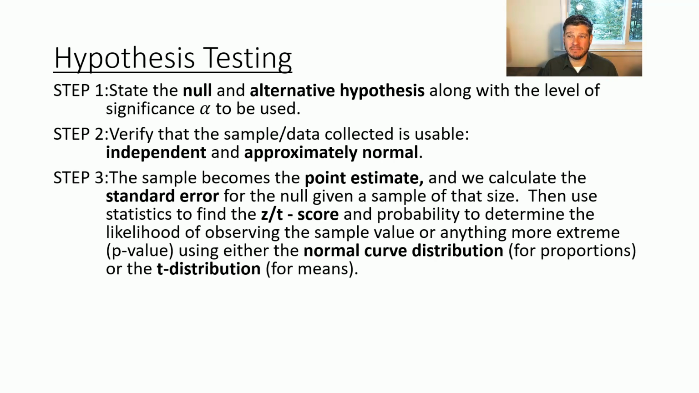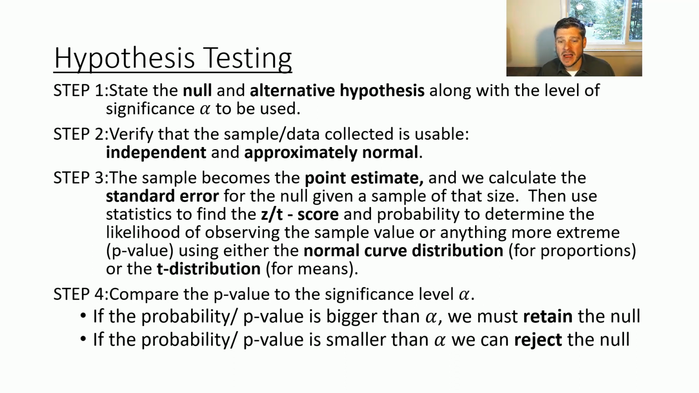Then we take our sample, that becomes our point estimate, and then we calculate the standard error for the null given a sample of that size. So then we can use statistics to find the z or the t-score, depending upon whether it's a proportion or a mean, and then the probability to determine the likelihood of observing that sample using the normal curve or the t-distribution, right? Normal curve for our proportions, t-distribution for our means. So again, step 3 is we find that p-value, and then step 4, we compare that p-value to our significance level we set up before our study even began.